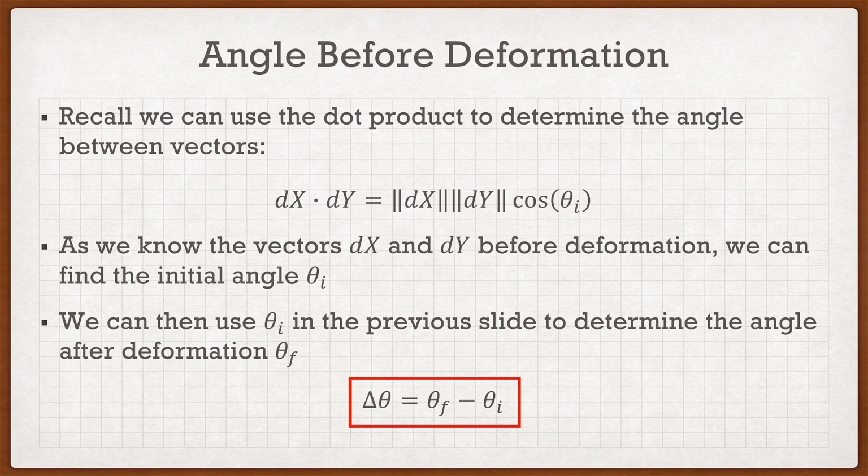And since we now know theta i, we can use the formula in the previous slide to find theta f. Then simply the change in angle will be theta f minus theta i. So all we have to do is use the dot product to find theta i, use the previous formula to find theta f, and then take theta f and subtract theta i. So hopefully that makes a little bit more sense. Again, dx and dy are just vectors. Like I said, I got scared when I first saw them, but you guys shouldn't be.